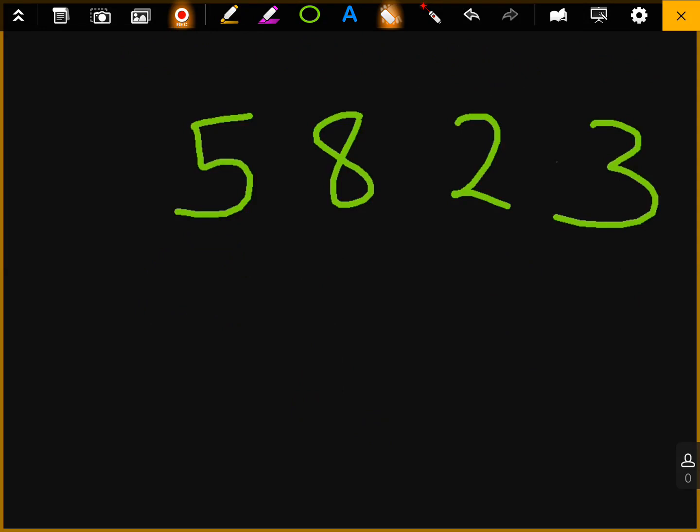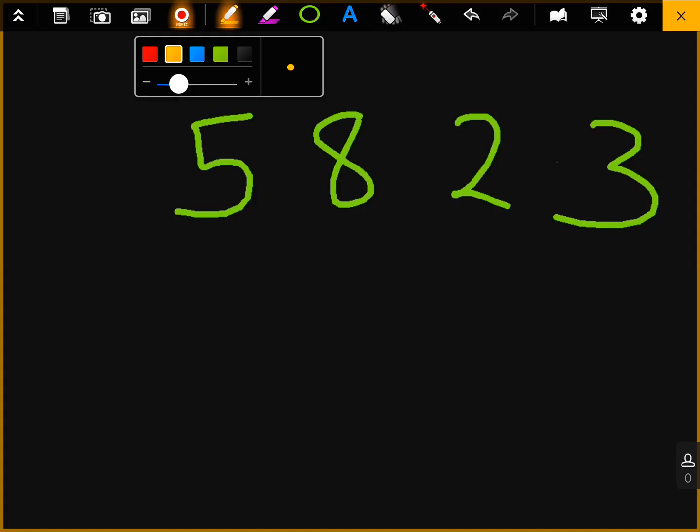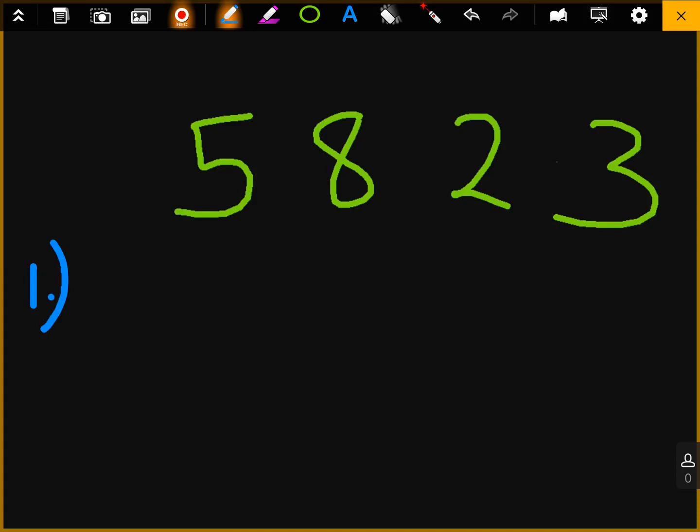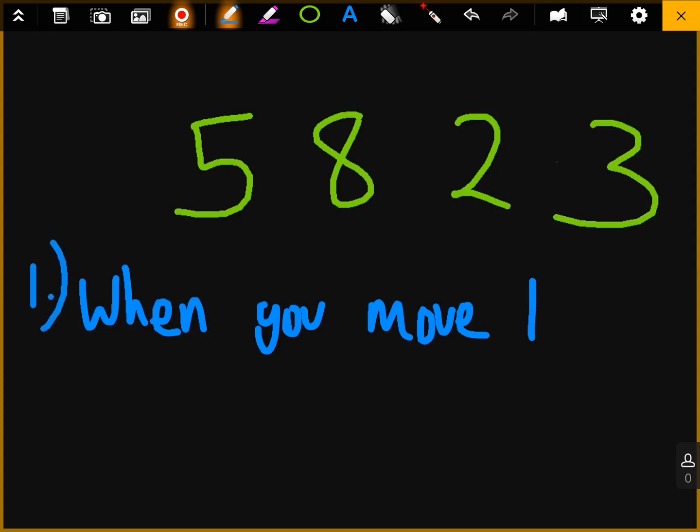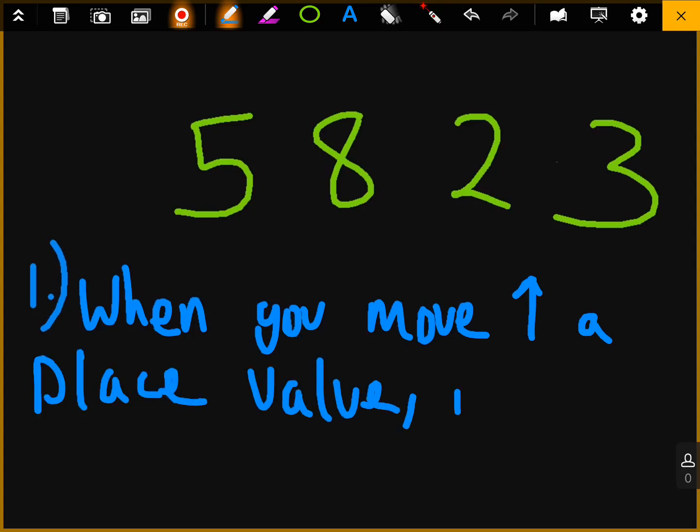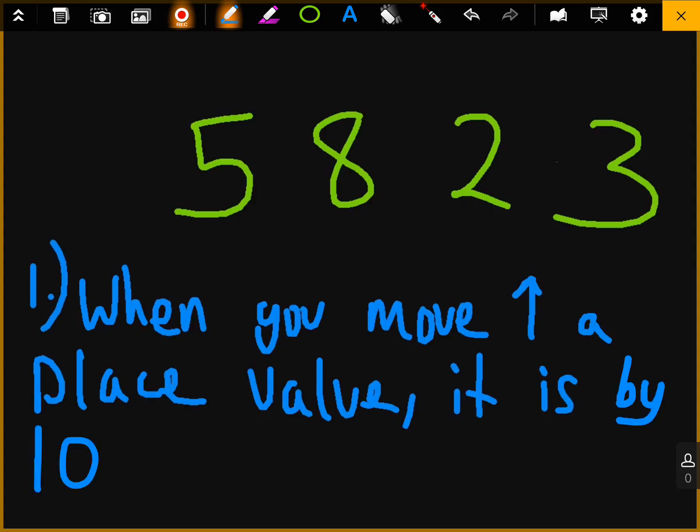And how they relate to one another is it goes in tens. That's typically the rule. Okay? And I'm actually going to write these rules down so you have them. I'm going to put them down right here. The first rule is when you move up, and you can draw an arrow if you want, up a place value, it is by tens, okay? Meaning you'd multiply it by 10.